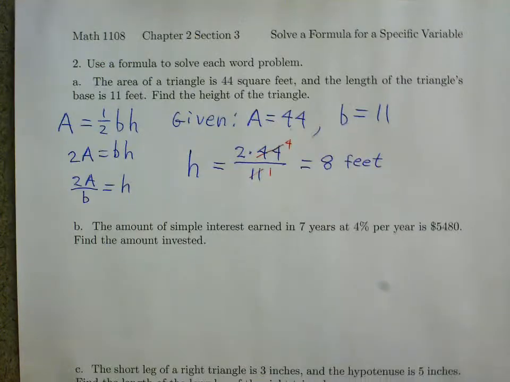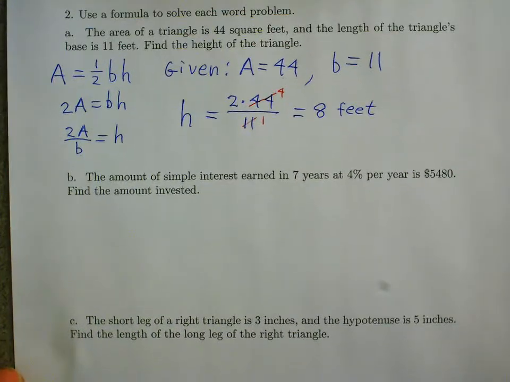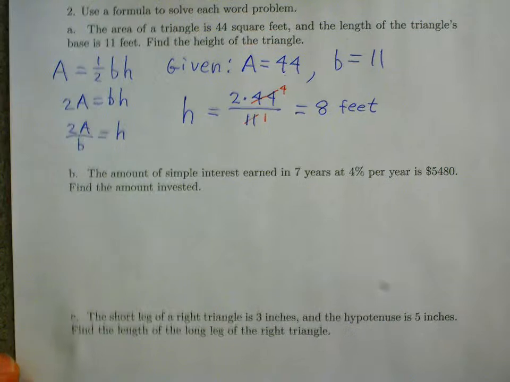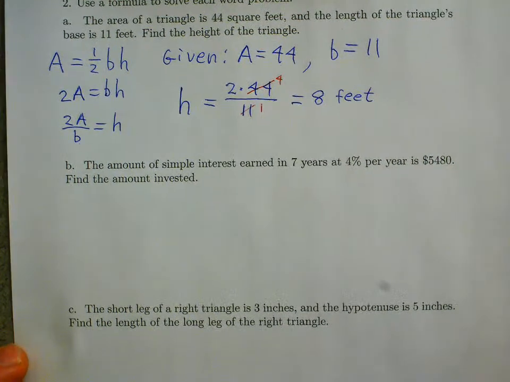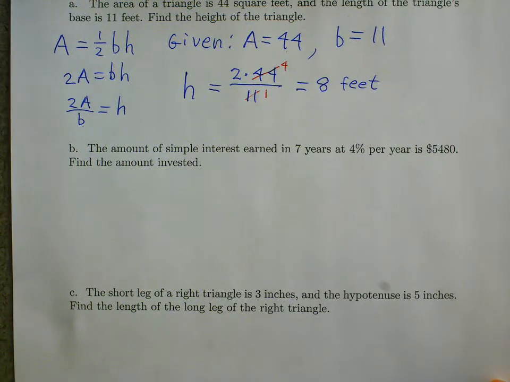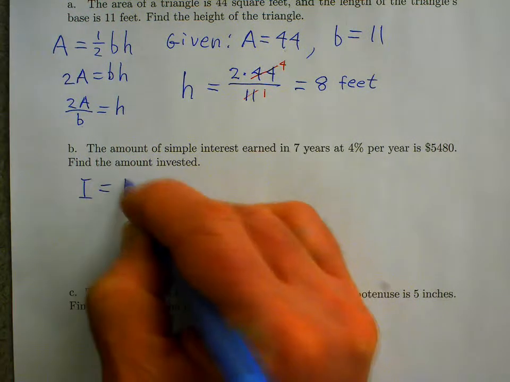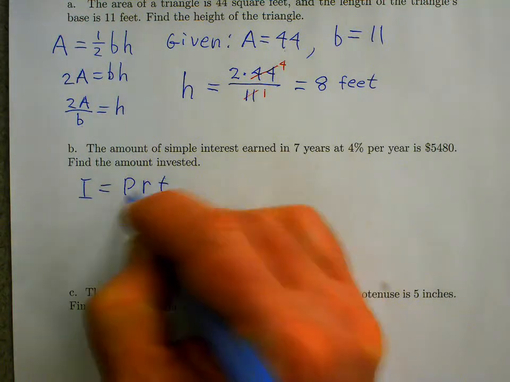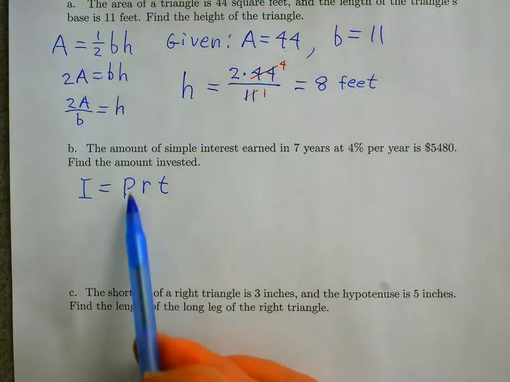Okay, the next problem: the amount of simple interest earned in 7 years at 4% per year is $5,480. Find the amount invested. So we'll write down the formula that we need for this one. I equals P times R times T. And we want to find the amount invested, which is capital P.